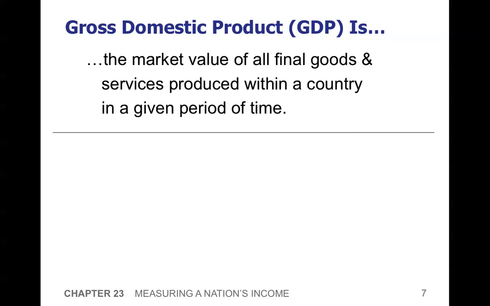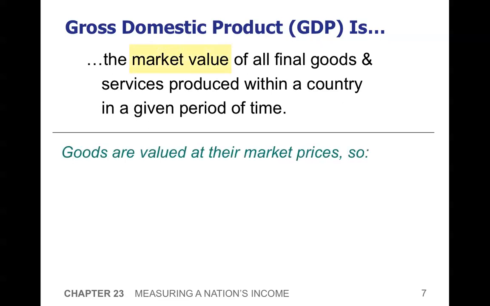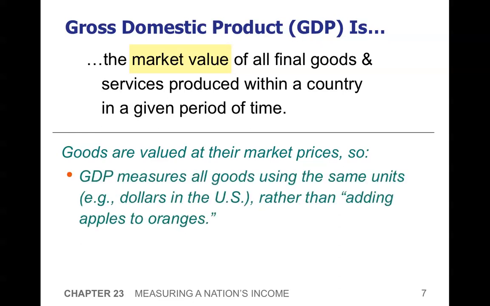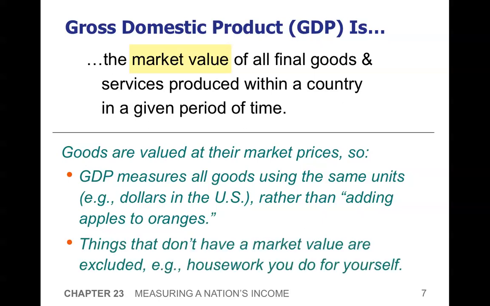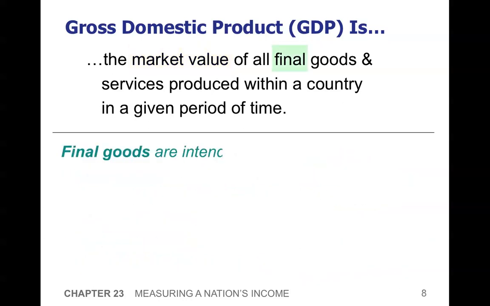GDP, market value of all final goods and services. Market value, market prices. GDP measures all goods using the same units rather than adding apples and oranges. So we look at the production, but we look at the market value of that production. Things that don't have a market value are excluded, e.g., housework you do for yourself and or volunteer work.